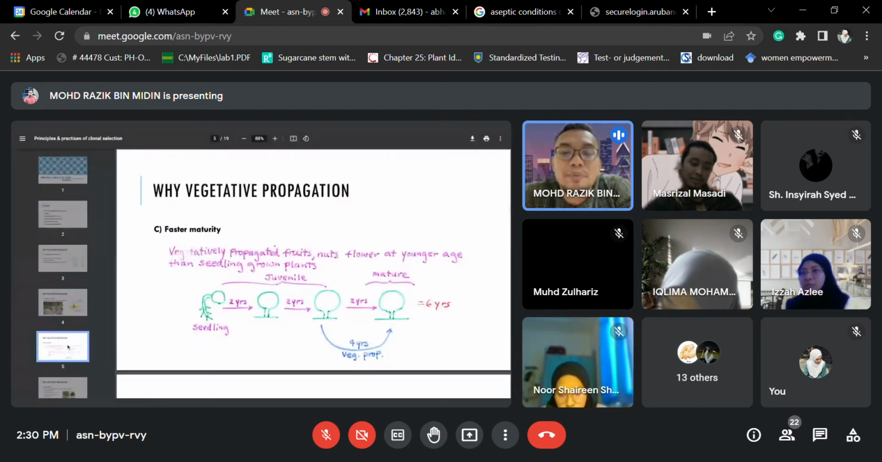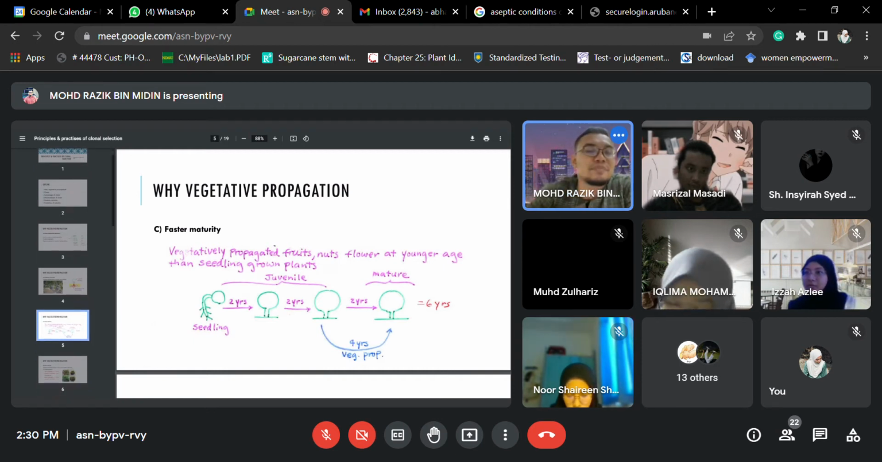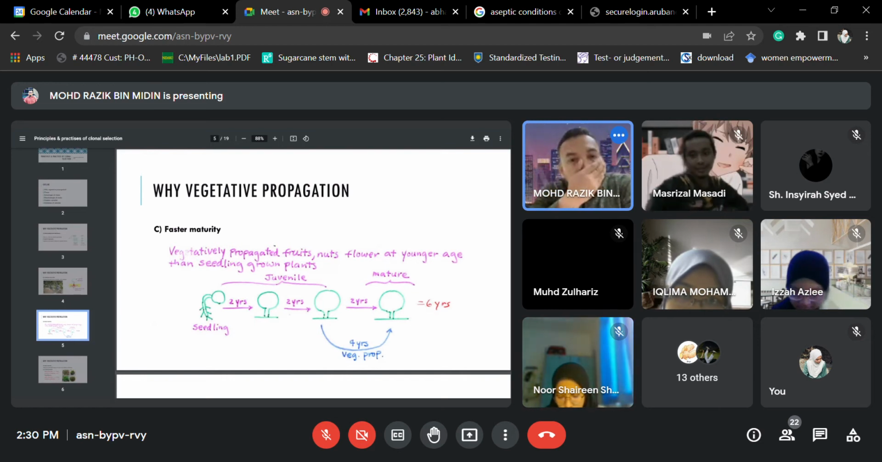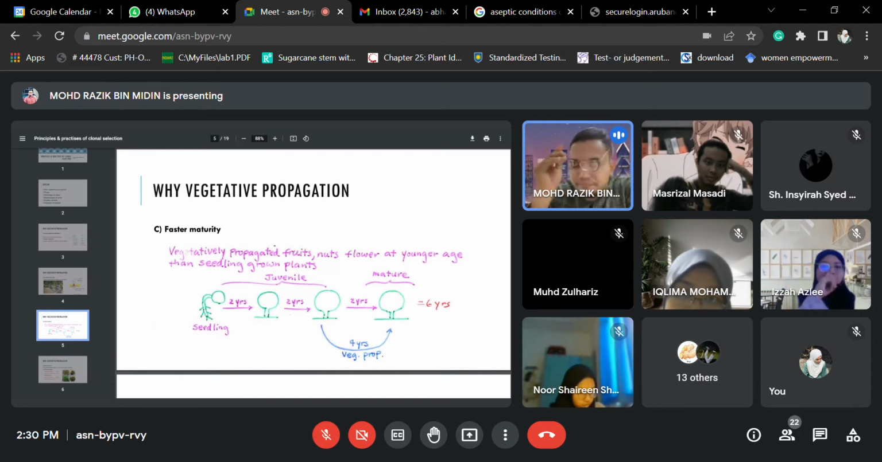So why vegetative propagation? Another reason is faster maturity. Vegetatively propagated fruits, nuts, flowers and so on, this is one example, take a very short time to mature. So that's the reason why we use vegetative propagation instead of sexual propagation.